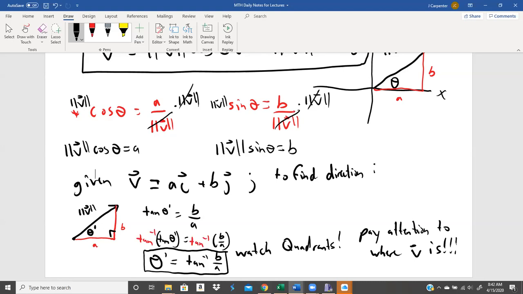This formula, this inverse tangent of b over a, only works if you're in quadrants 1 or 4, because inverse tangent is only defined in 1 and 4. So if your vector is pointing in quadrant 3, you are not going to be able to get that angle accurately with this formula. You're going to have to adjust it. And don't worry, we will see that happen. So I'll show you what I mean by you'll have to pay attention and you'll have to adjust it if it's in the wrong spot.